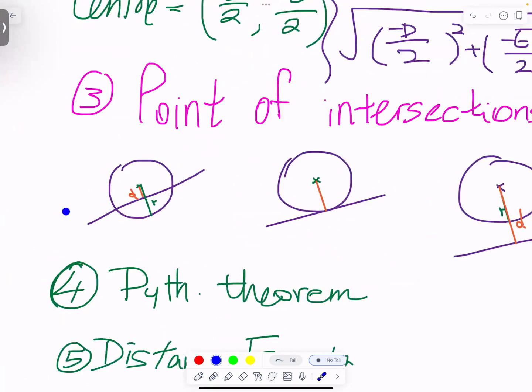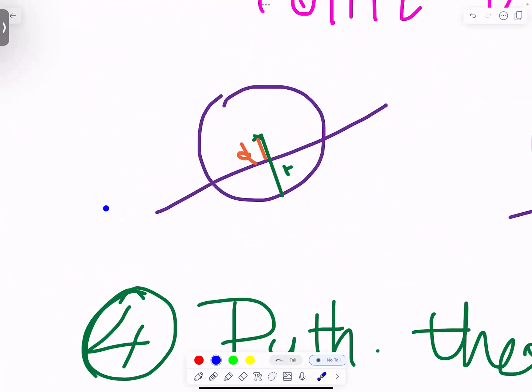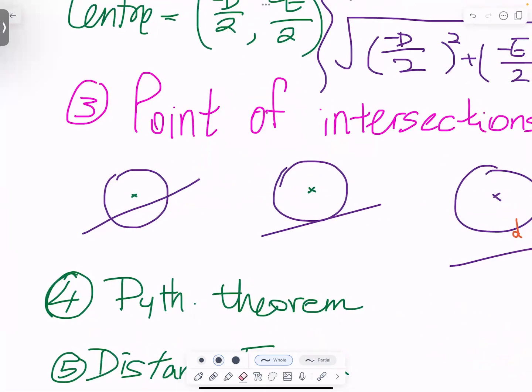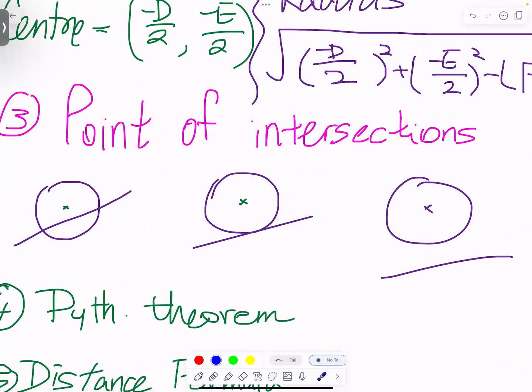But what if the question is so tricky and they don't give you this point as well? That is hard, right? Let's see. Let me just assume that you're not given any distances now. Then there's also a method.